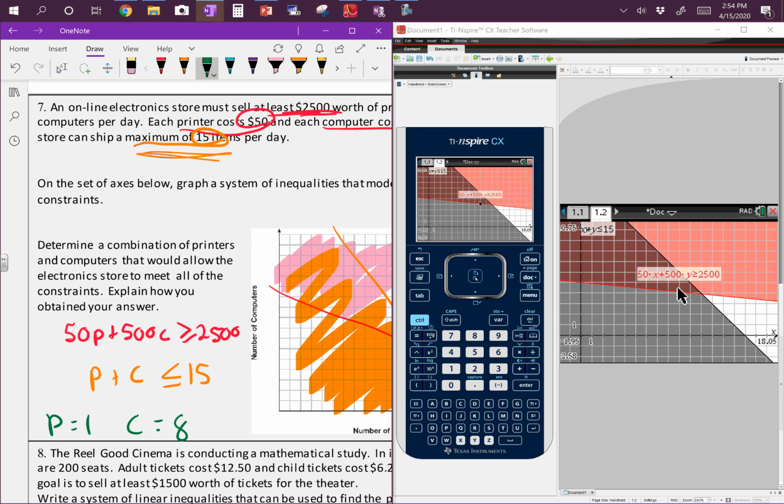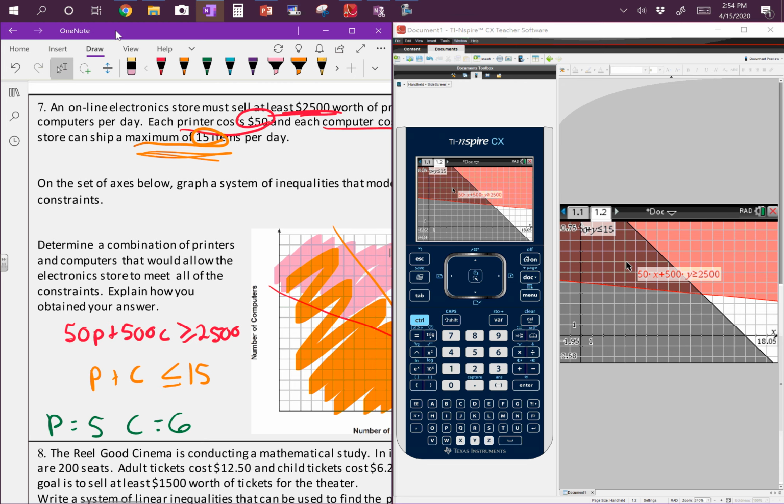Say I wanted instead to sell 5 printers. 1, 2, 3, 4, 5. That's this line. So any of these would work. So 1, 2, 3, 4, 5. 5 printers, 5 computers. Or 6 computers, or 7 computers. I don't know. Figure out what you want. You can put any of them there. You've got a lot of options.